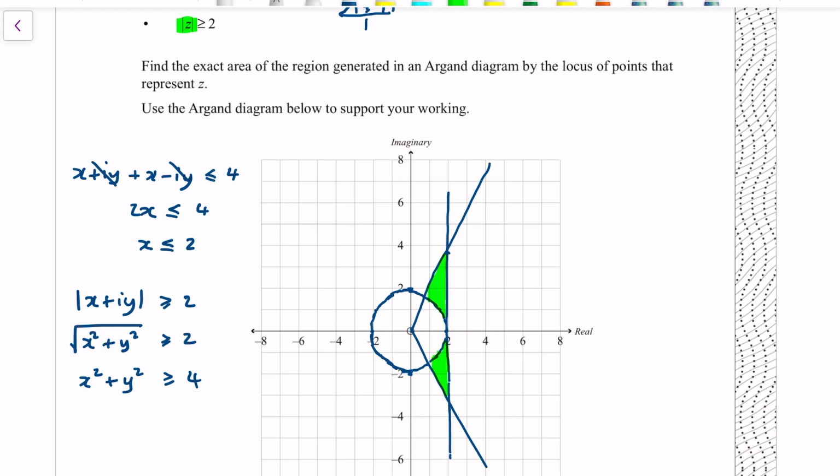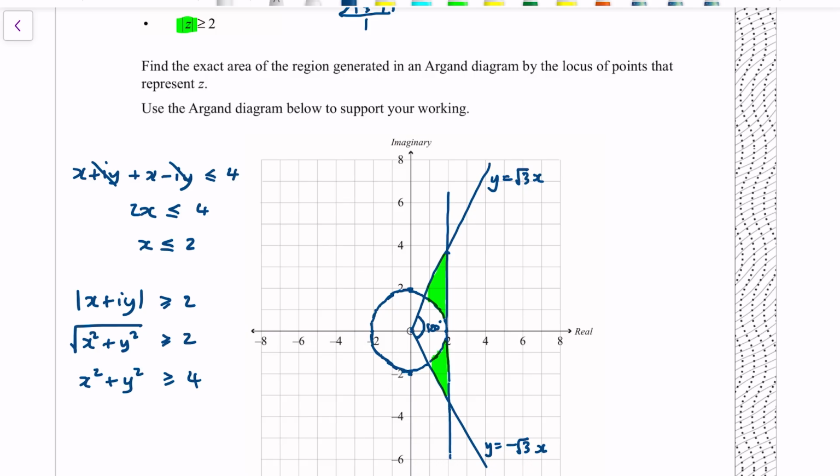Now, we could use integration to find the area of this region. However, you don't need to, because we know the slope of the two lines that I drew right at the start. This equation is y equals square root 3 of x, and this one here is y equals minus square root 3 of x. We know that the angle in there is 120 degrees.